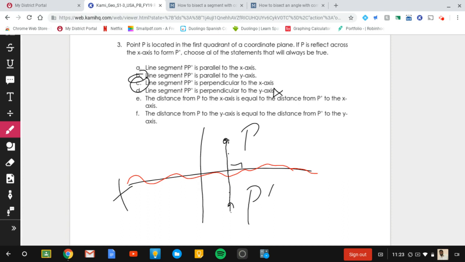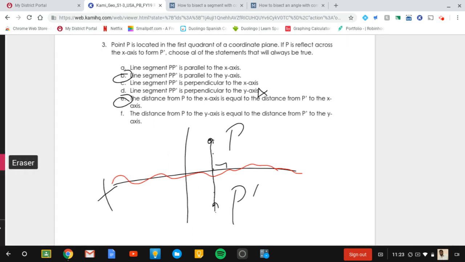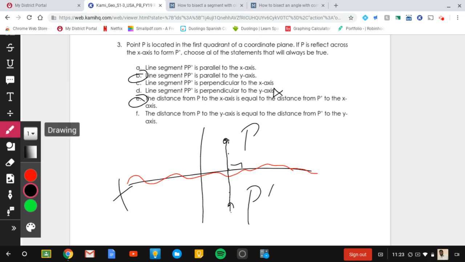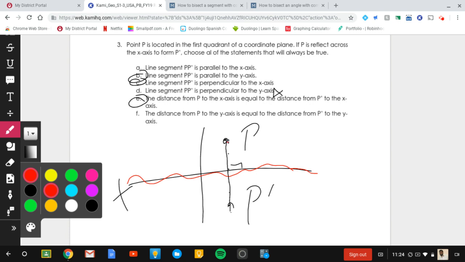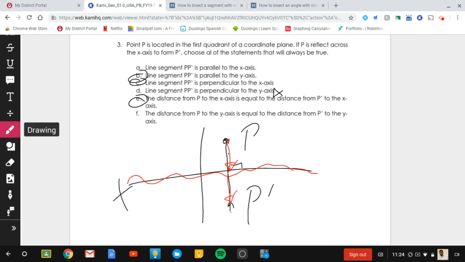So we say the distance from P to the x-axis is the same distance from P prime to the x-axis. The answer is yes. Let's make sure we know that D is not included. Of course, the distance from P to the x-axis is the same as the distance from P prime to it. How did we get P prime in the first place? To get P prime, we counted how far away this was from this line. Then once we have that number, we did the same thing on the other side. So the absolute distance is going to be the same.